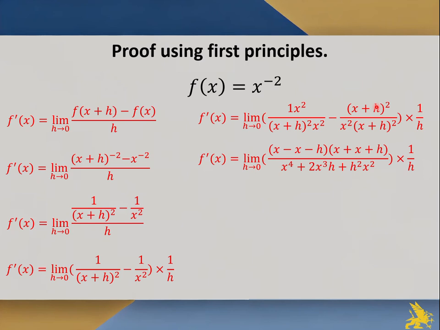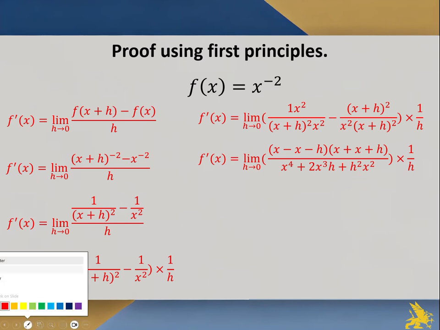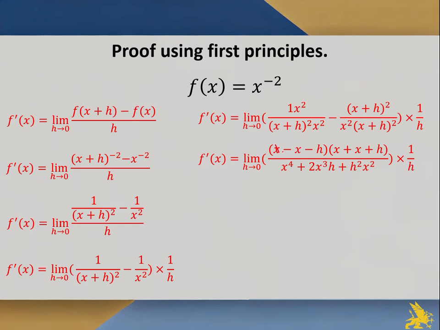Now that we've done this, the next step is to look at simplifying it slightly further. Straight away I've got x take away x, that cancels out, and x plus x is 2x here. The next step is I'm going to get rid of this h and cancel out this h. Because I've cancelled that h out, it means that I can use my limit now. Anytime I see an h, I'll make it 0. So that will be 0, this will be 0, and that will be 0.